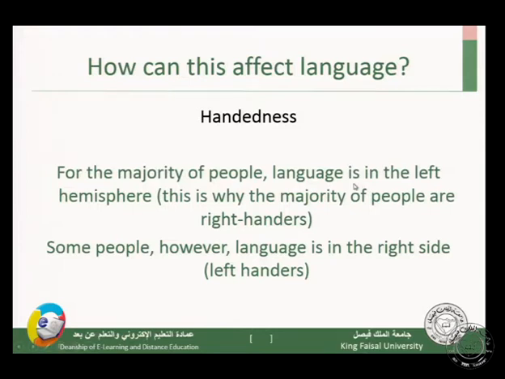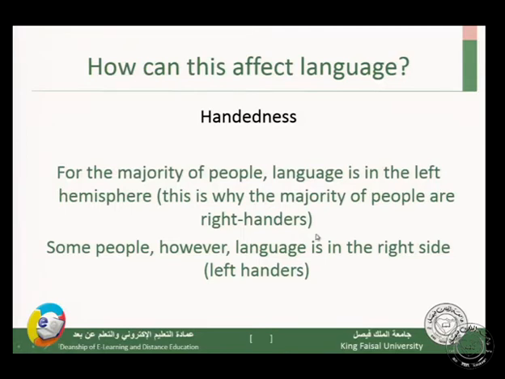For very few people, language is represented in both sides, the left and the right side, and for this very limited number of people, they are able to use both hands in writing.